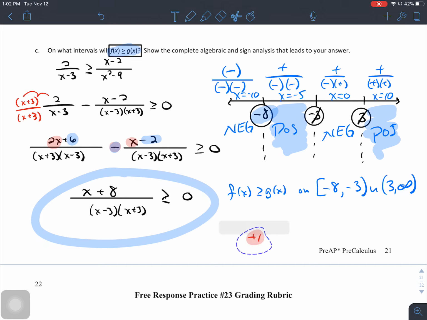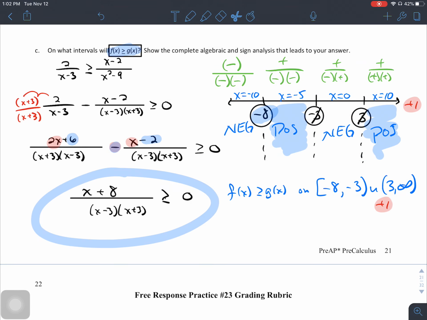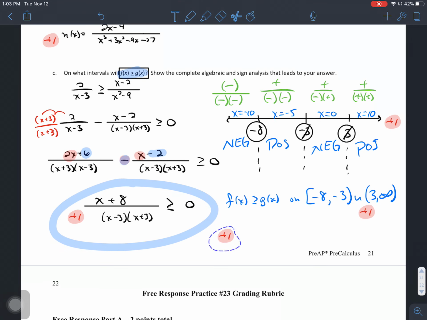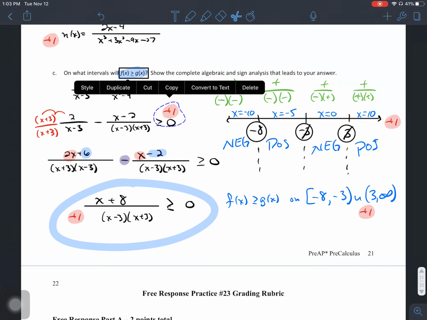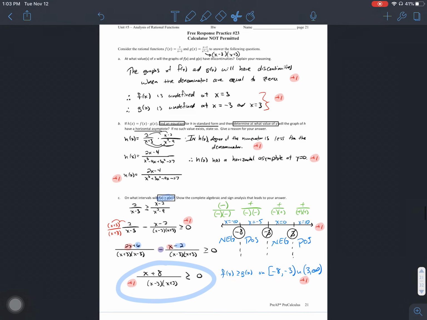For scoring purposes, you get 1 point for naming the correct interval. You get 1 point for using the sign diagram, and you would not need this stuff. Let me put that in green. Stuff in green you wouldn't have to have. Stuff that's in blue and black you would have to have. And then you would get a point for, let's see, getting this correct into one fraction. And let's even give you a point for knowing that you would need to get everything on the same side of the equation. So that's 4, 5, 6, 7, 8, 9. There's 9 points. So that is free response practice number 23.